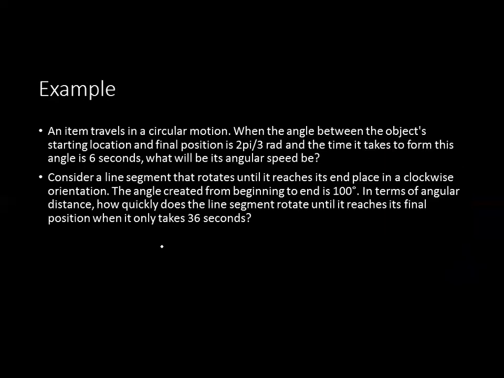Let's have some examples here. Wow, that's too direct. But anyways, so here, an item travels in a circular motion when the angle between the object's starting location and the final position is 2 pi all over 3 radians, and the time it takes to form this angle is 6 seconds. What will be its angular speed? Let me repeat that. An item travels in a circular motion when the angle between the object's starting location and final position is 2 pi all over 3 radians, and the time it takes to form this angle is 6 seconds. What will be its angular speed?